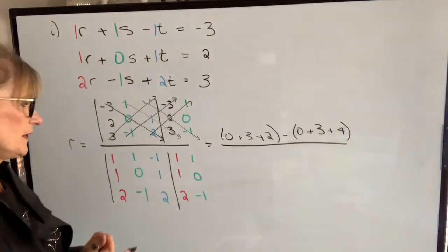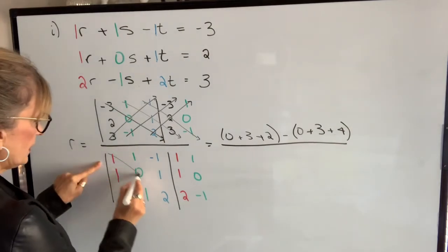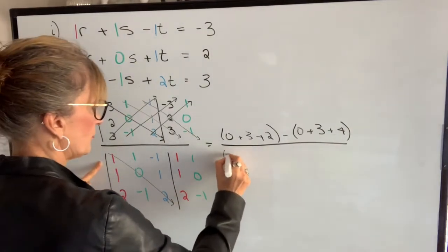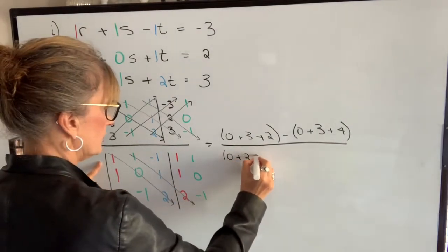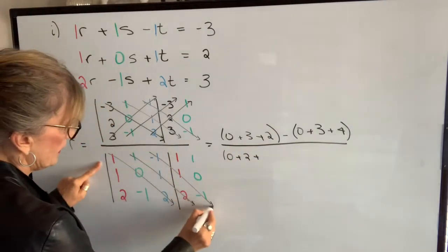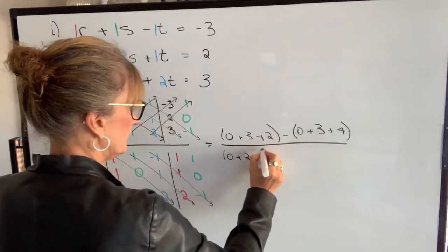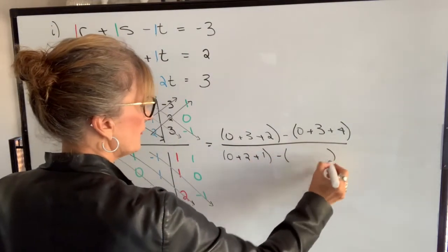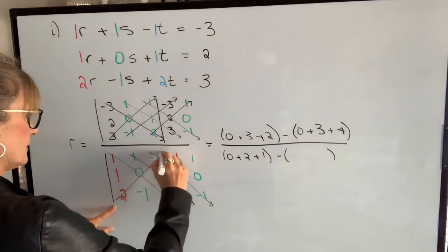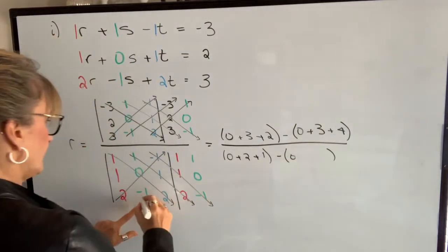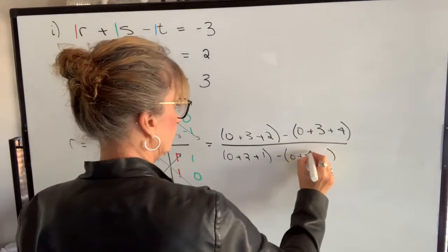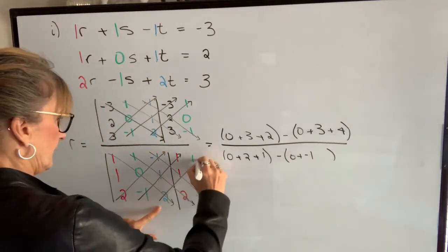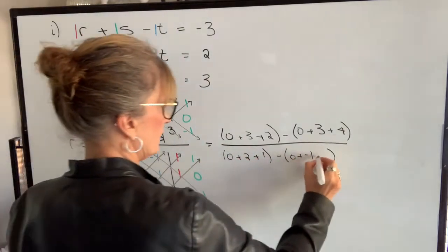Okay, we do the same thing in the denominator. 1 times 0 times 2, my first principal diagonal. 1 times 1 times 2. And -1 times 1 times -1. Minus the sum of the secondary diagonals. 0. 1 times 1 times -1 is -1. And 2 times 1 times 1 is 2.